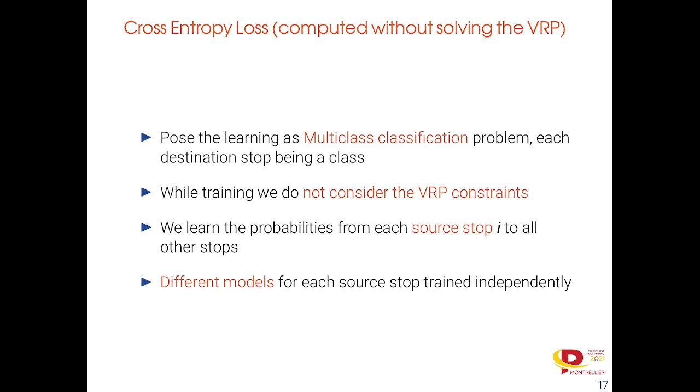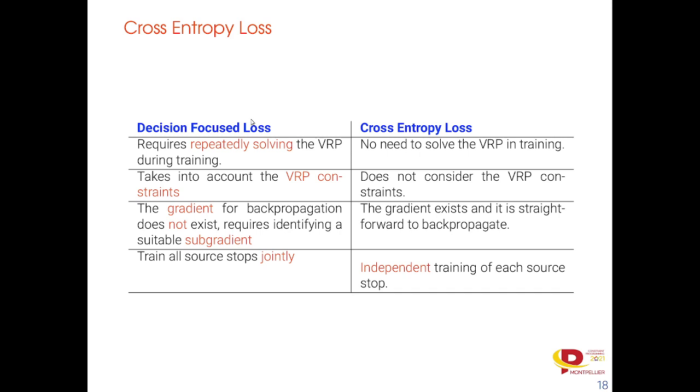Now, on the other hand, the cross entropy loss minimizes the error before solving the VRP, and it's a straightforward machine learning loss. So we pose it as a multi-class classification problem, where we have to identify the correct destination stop for one source stop. Compared to the decision focused learning loss, it's computationally efficient, the gradient exists, and it's numerically stable. So it has advantages, and we can do the training for each source stop independent of another.